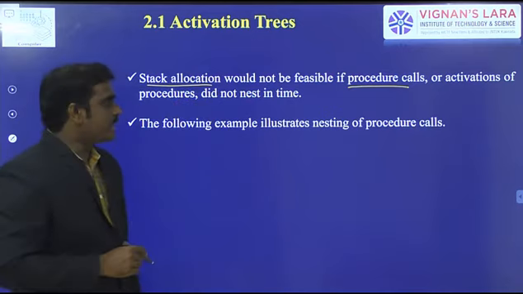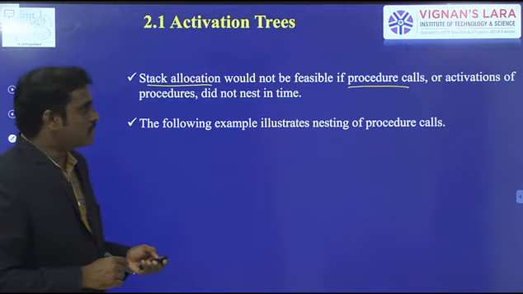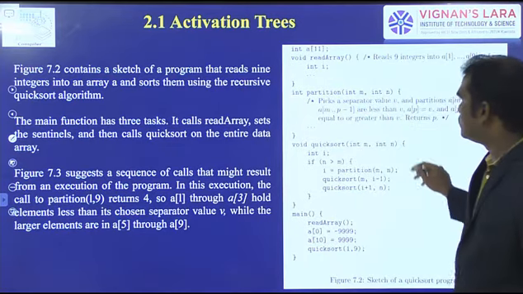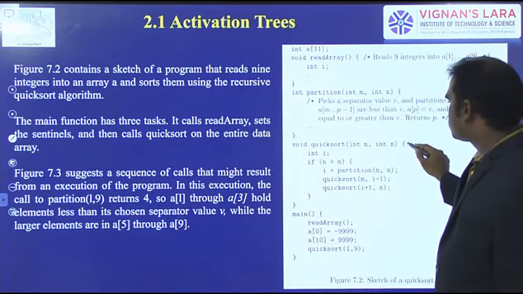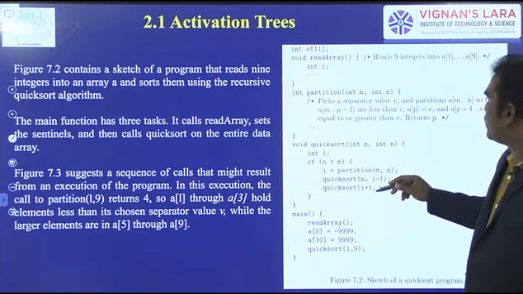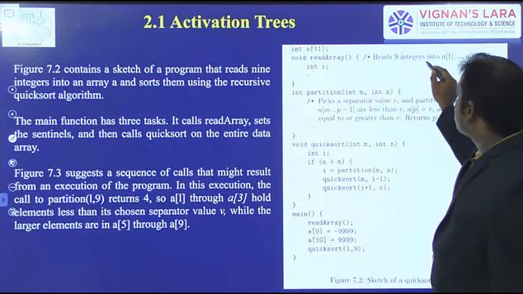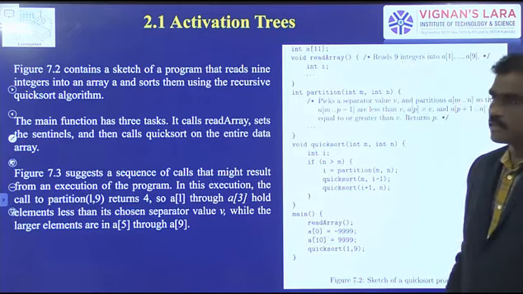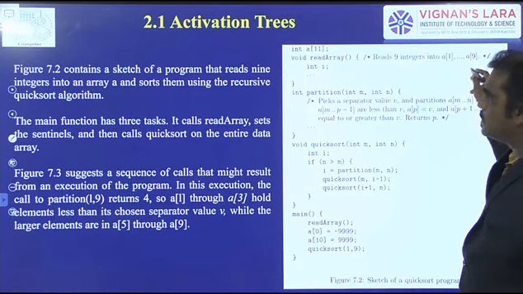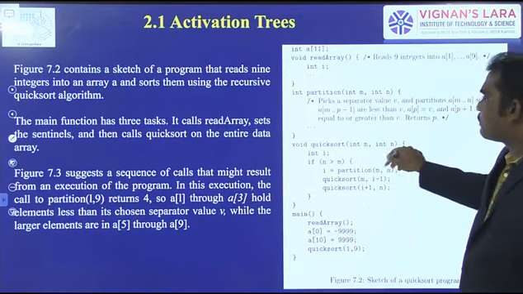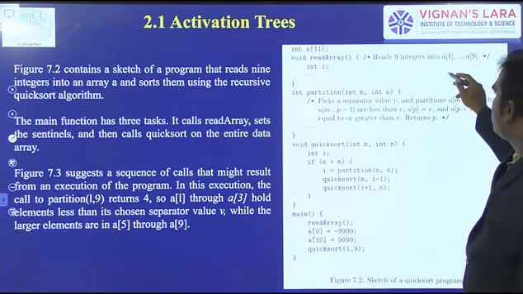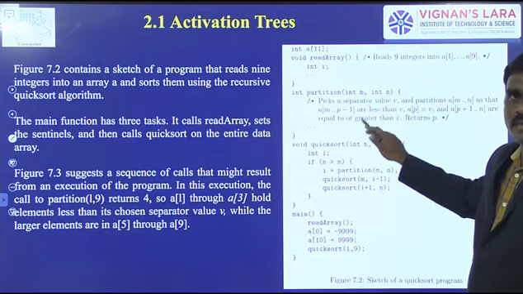So take one example. Suppose this is the example. It is a quicksort program. In this program, it reads 9 integers into an array A1 to A9 and sorts them by using the quicksort algorithm. That is the input.